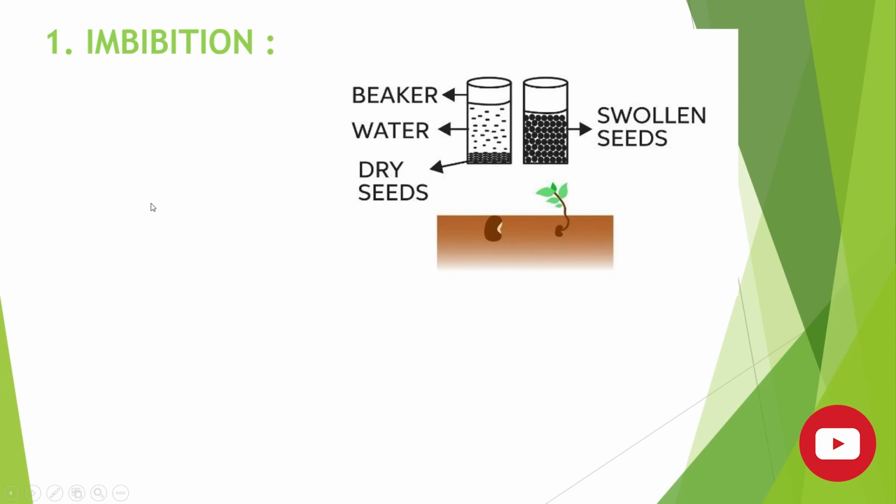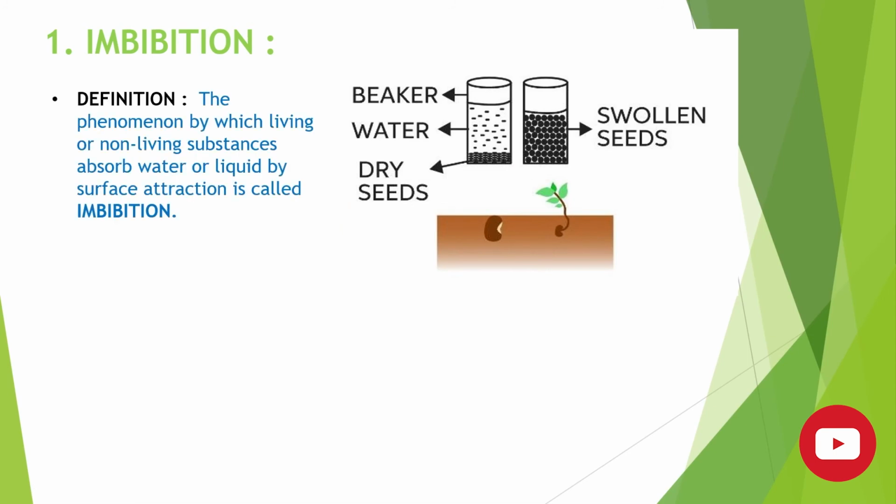Now, let us see the definition of imbibition. The phenomenon by which living or non-living substances absorb water or liquid by surface attraction is called imbibition. A lot of unknown terms are here. A lot of confusing terms are in this definition. We all will clear those terms out. First of all, living or non-living. Why? Because both living and non-living substances can perform imbibition.